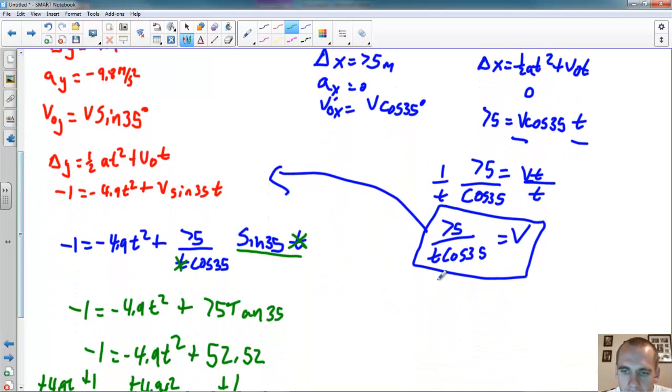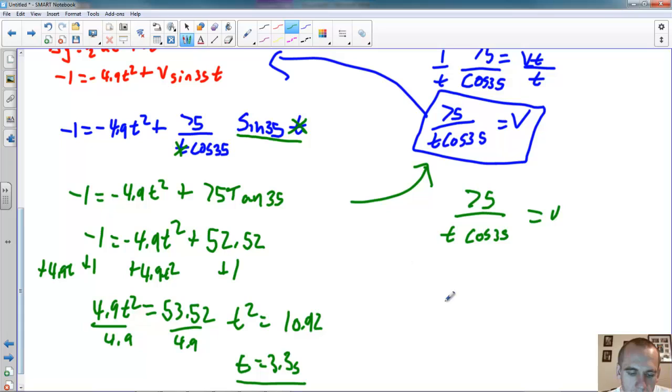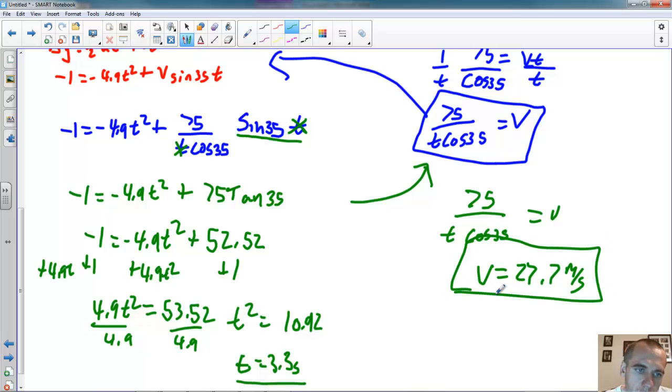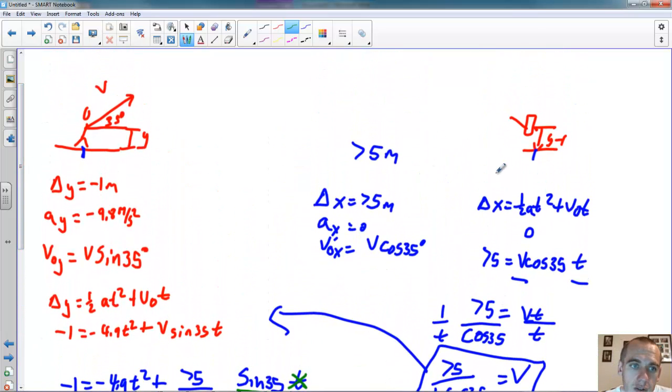Which means if I substitute that t into this equation, 75 divided by t times cosine 35 equals v, I can figure out how fast the arrow is going when it started. So t is 3.3 times the cosine of 35 is 2.7, so 75 divided by 2.7 is 27.7. So v is 27.7 meters per second. If the arrow is shot with that speed, then it will hit the target 75 meters away, 1 meter below where it's released.